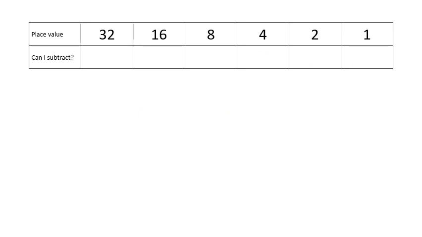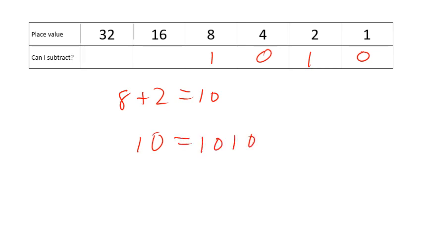Next number is 1, 0, 1, 0, if you want to go the other way. And so we've got 8 plus a 2, that's 10. So 10 equals 1, 0, 1, 0. So it looks like 10 equals 10, 10. But it doesn't. It equals 1, 0, 1, 0. Not the same thing.